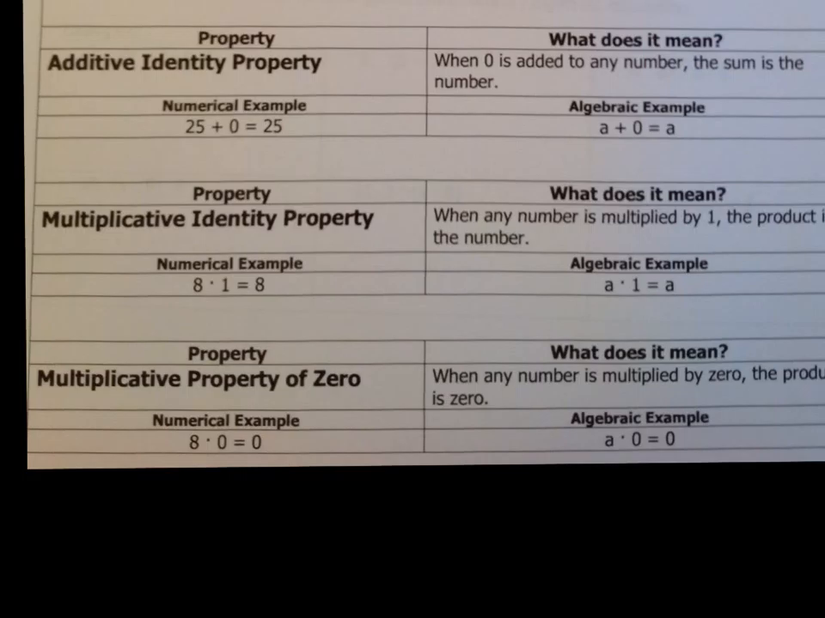Okay, and the next property, the additive identity property, is basically when you add 0 to any number, the sum is still that number, which you already know. You probably just didn't know this fancy name, additive identity property. Any number plus 0 is that number. 25 plus 0 equals 25. A plus 0 equals A. 954 plus 0 is 954. That's the additive identity property.